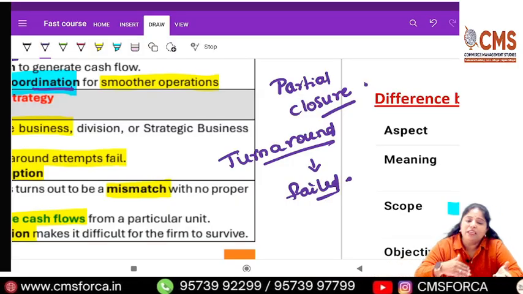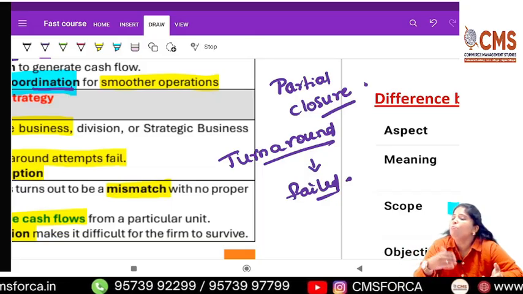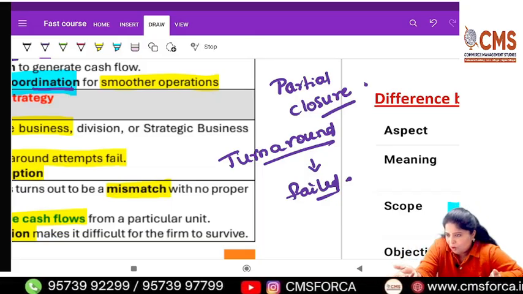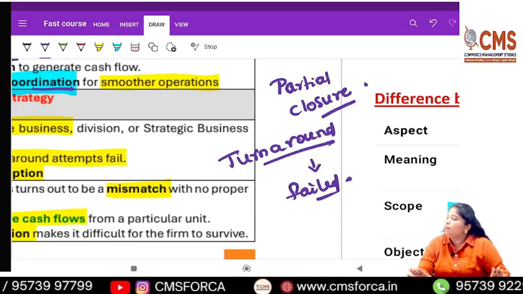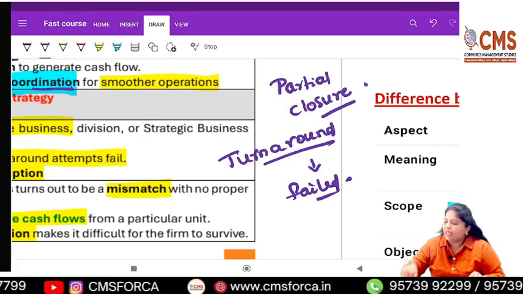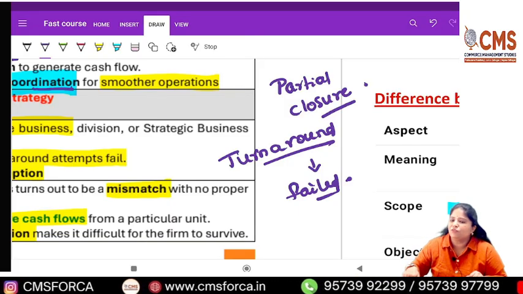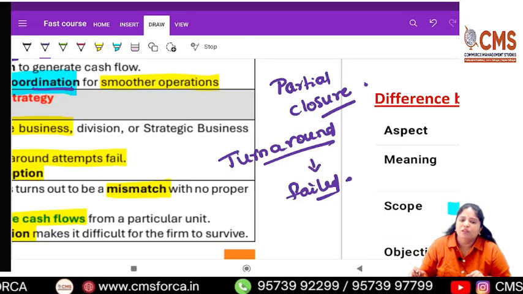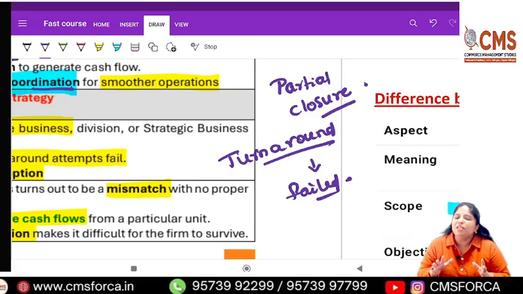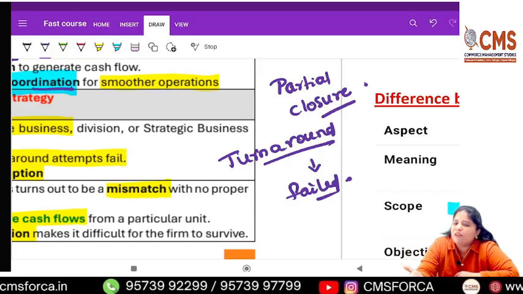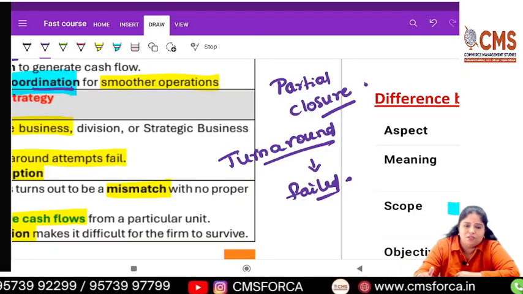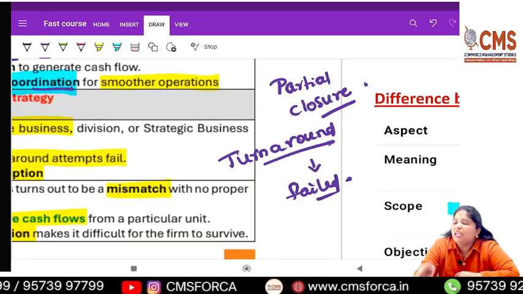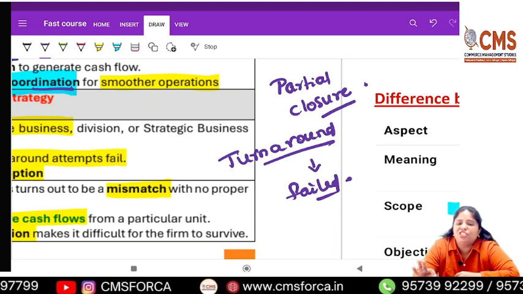Organizations may directly go for divestment without making any attempt for turnaround. Maybe there is no chance for turnaround. So it's not compulsory all the time that you make an attempt of turnaround and your attempts fail and then you think of divestment. Divestment usually comes when turnaround attempts have failed or there is no scope for turnaround. Divestment is always only a partial closure.